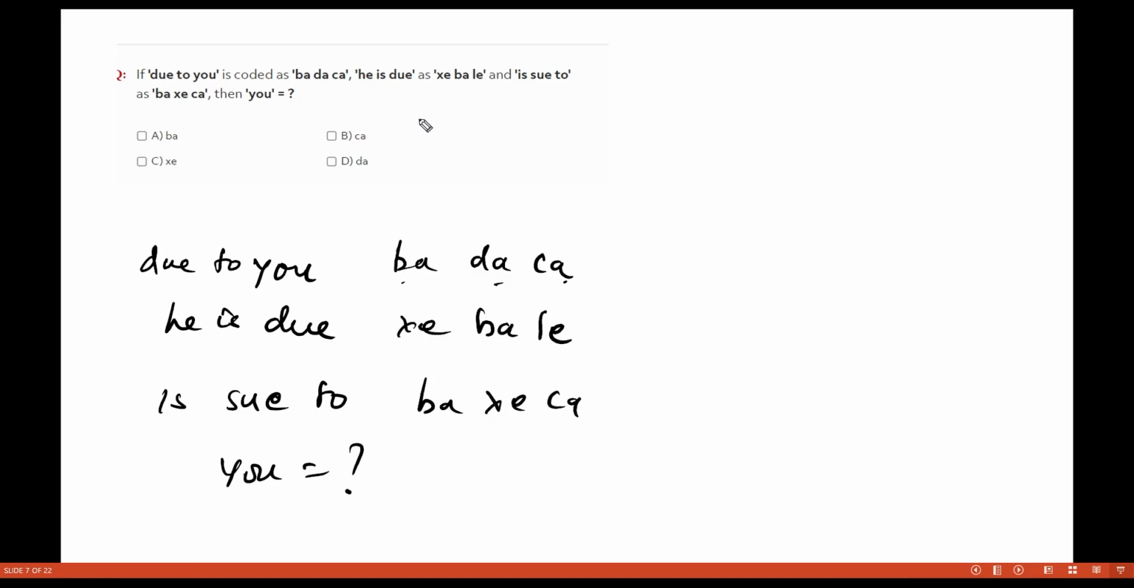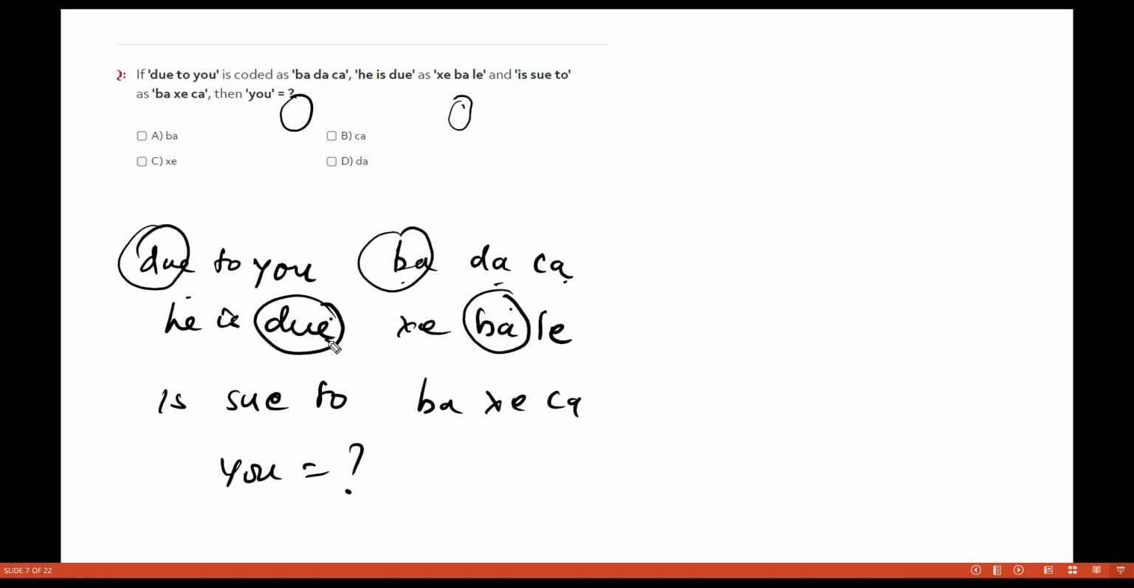Now "he is due". What is common here? Only BA. In this and this coding, the only thing common is BA, and in this and this, the only word common is "due". So from here we get due is equal to BA. Now it is saying "is sue to". In this and this, "is" is common. And in this, what is common? "Is U2". In this and this, "due" was common. Okay, fine. X B A L A is U2 B A X C C A.